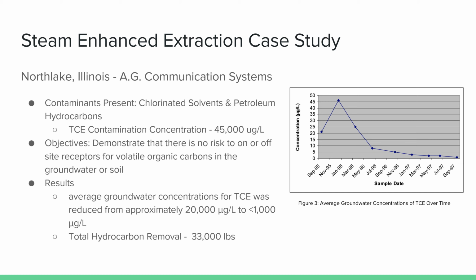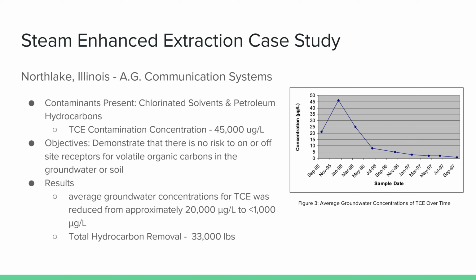The contaminant concentration of TCE was greater than 45,000 micrograms per liter in the groundwater. The steam-enhanced extraction system included shallow vapor extraction wells, shallow and deep steam injection wells, vacuum-enhanced groundwater vapor extraction wells, deep groundwater extraction wells, and 2 vacuum extraction units. The objective of this system was to demonstrate that there was no on- or off-site receptors at risk from volatile organic carbons in the soil or groundwater.